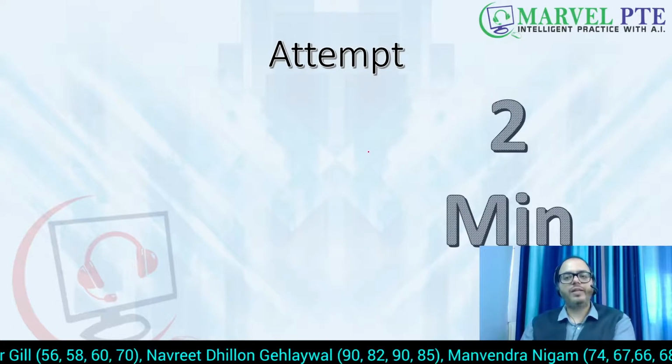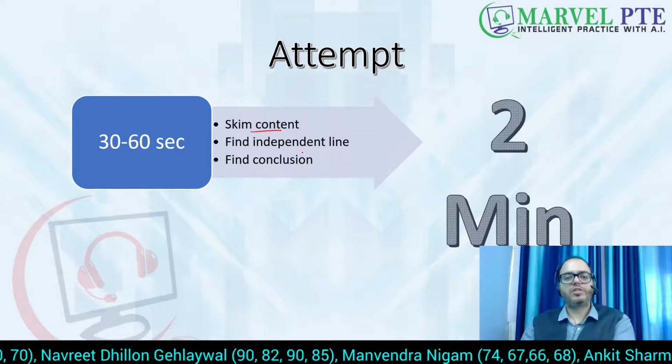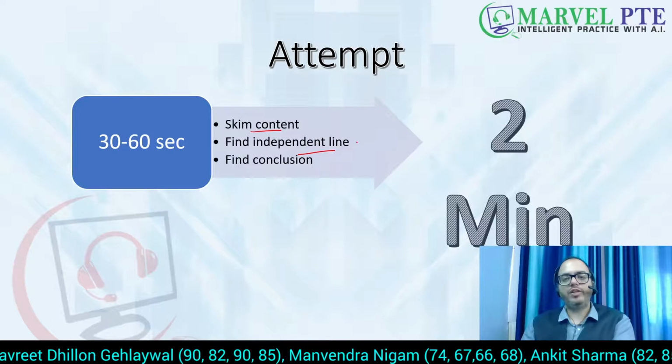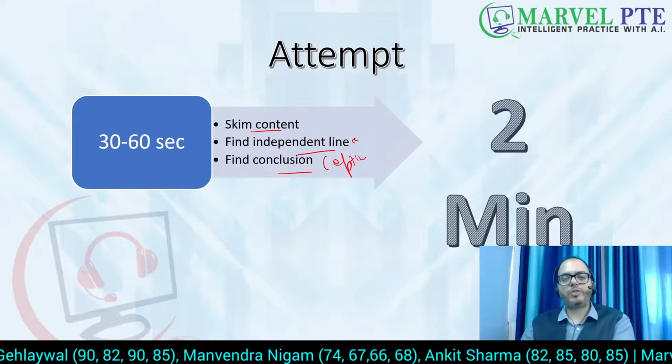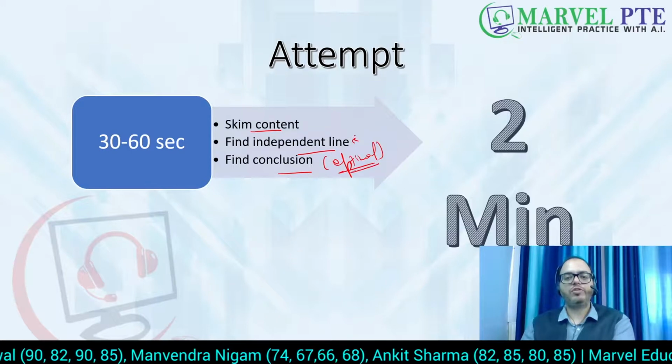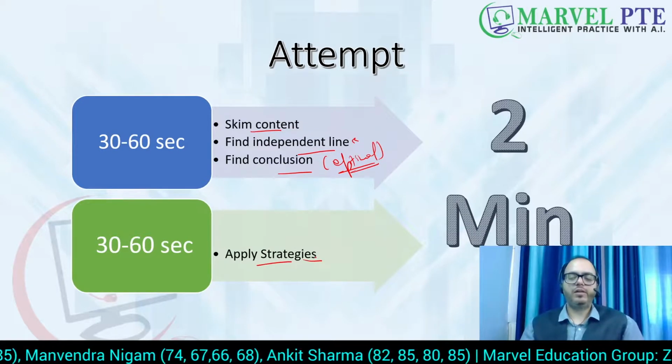We have just 2 minutes, and in first 30 to 60 seconds you have to skim the content. You can find independent line the way we did. Try to find conclusion line, but it is always optional. And once you have done that, once you have found the independent line, then apply the strategies to make pairs.